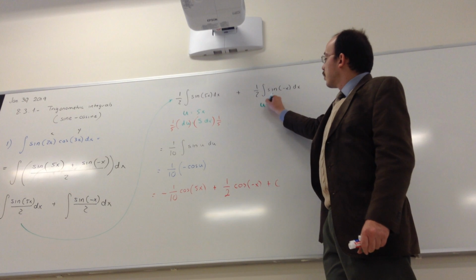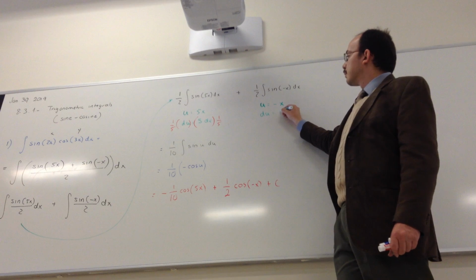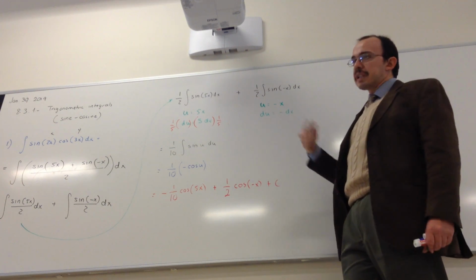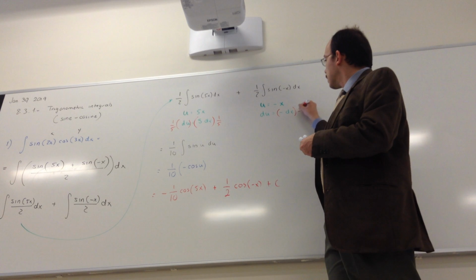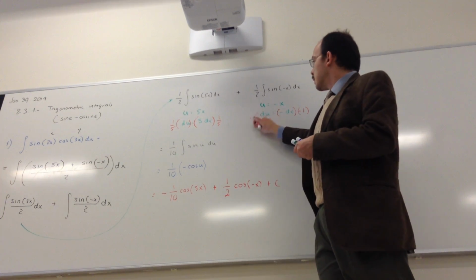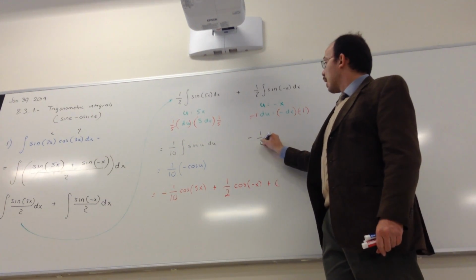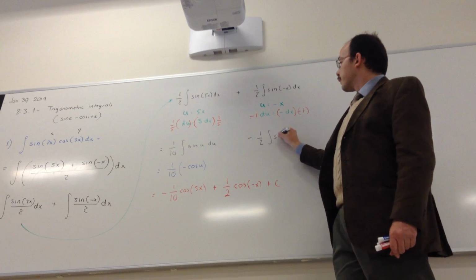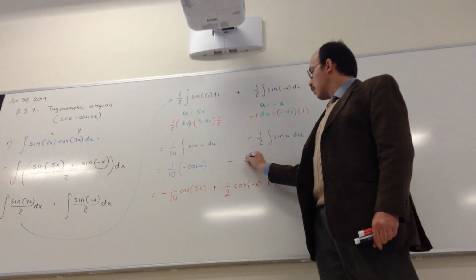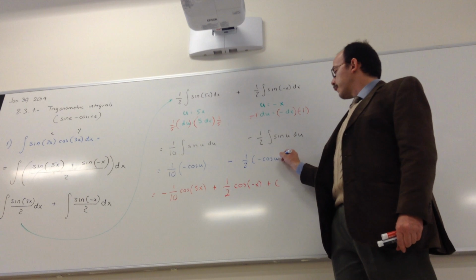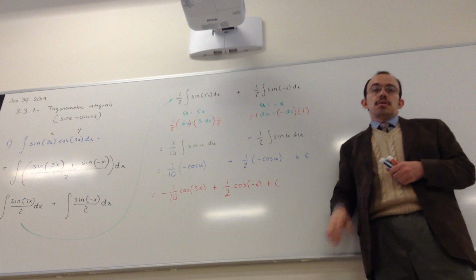Why? Because u in this case is minus x, du in this case is the derivative of this, minus dx, right? Minus 1 dx. There is no minus here, so I multiply everything by minus 1. So my new integral is minus 1/2 integral of sine of u du, minus 1/2 times minus cosine of u plus c, which becomes this one. Do you understand that?